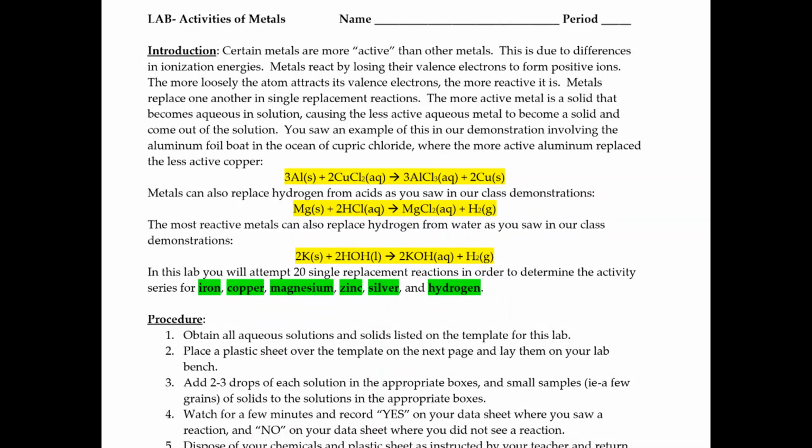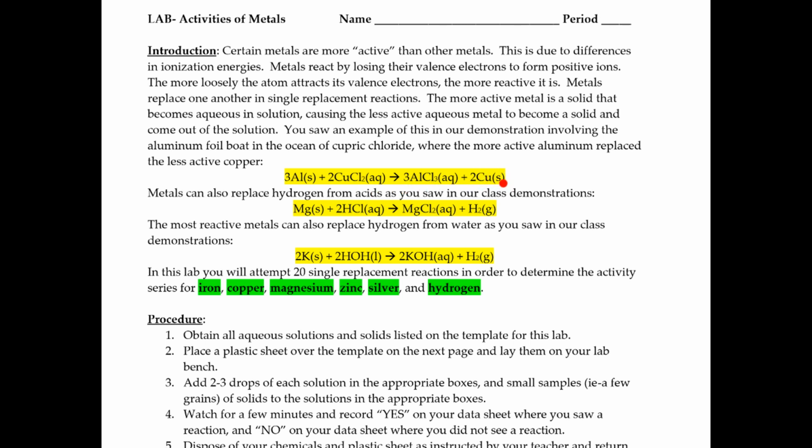In this lab, we're going to be finding the activity series of metals, which involves single replacement reactions. If you look at the page in your packet on lab activities of metals, you're going to see a bunch of different reactions written that are single replacement. So here you see aluminum, and it replaces copper in a solution. So the aluminum kicks out the copper, and now the aluminum goes with the chloride, and the copper is left by itself.